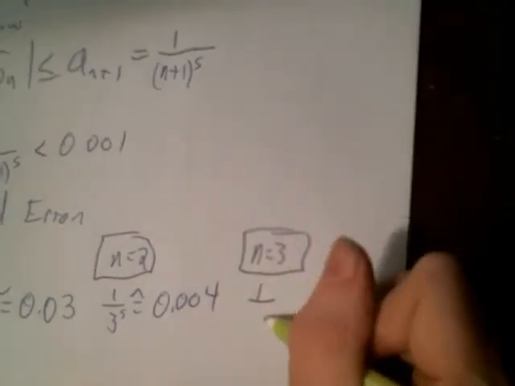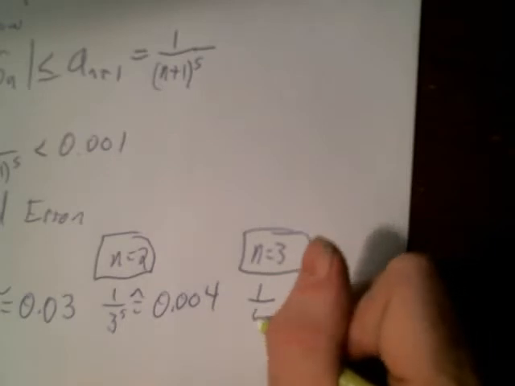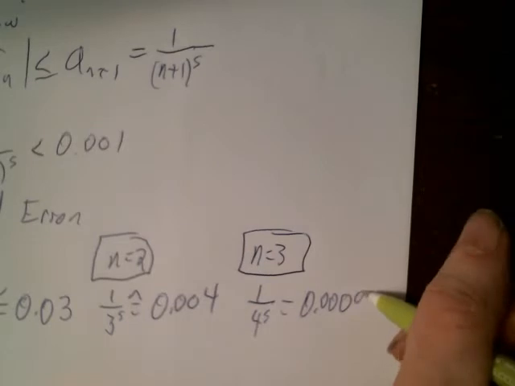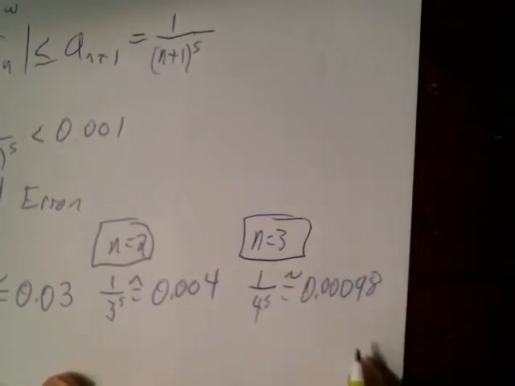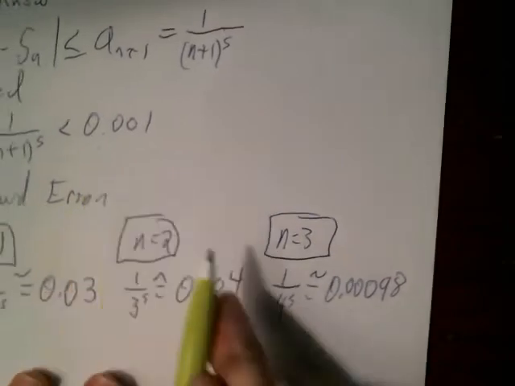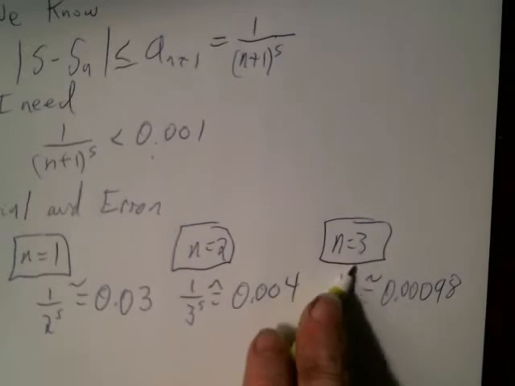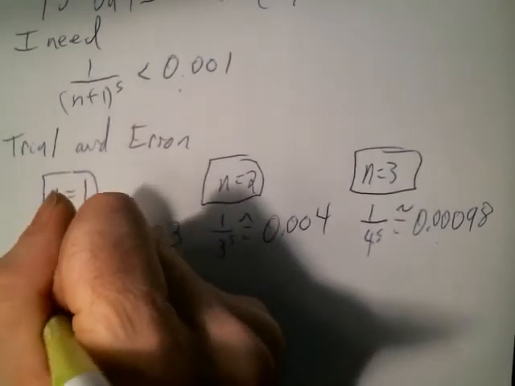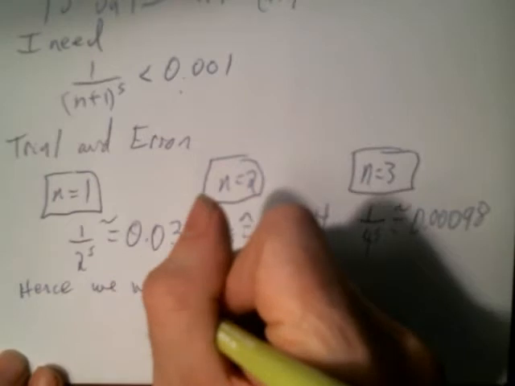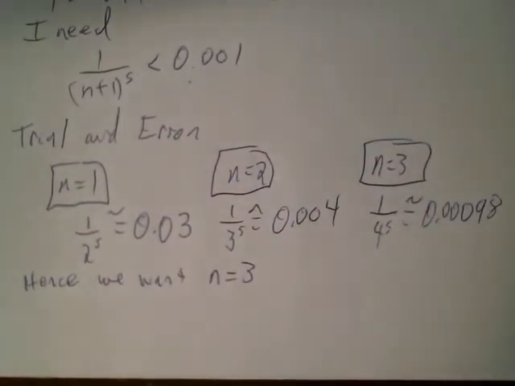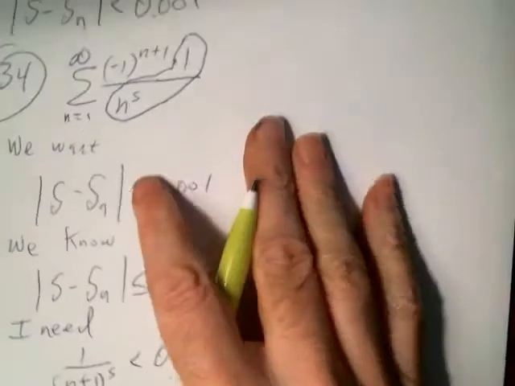You get 1 all over 4 to the 5th. This time it's about 0.00098, and that definitely is less than this. So hence we're going to want our s sub n to be s sub 3. So we want n equals 3, so we need the first 3 terms of this series up here.